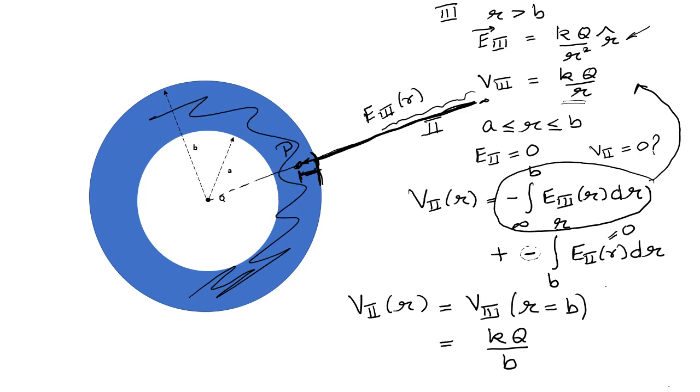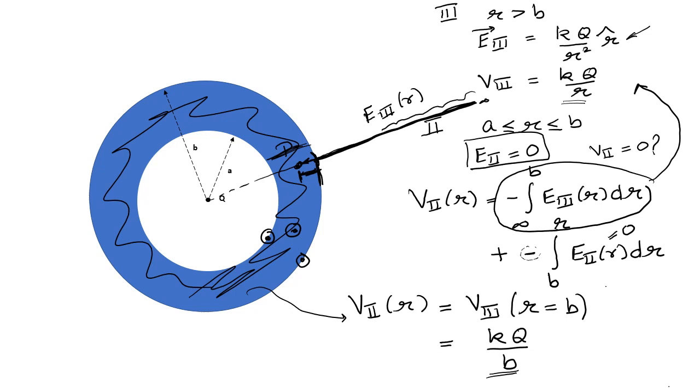Anywhere I go inside this conductor, the potential is going to remain the same, whether the point is here inside some volume or on the inner surface. Anywhere I go here, the potential is going to be KQ by B. And the electric field is going to be 0 because we are inside a conductor. So that is the result we're going to get when we are in region 2.